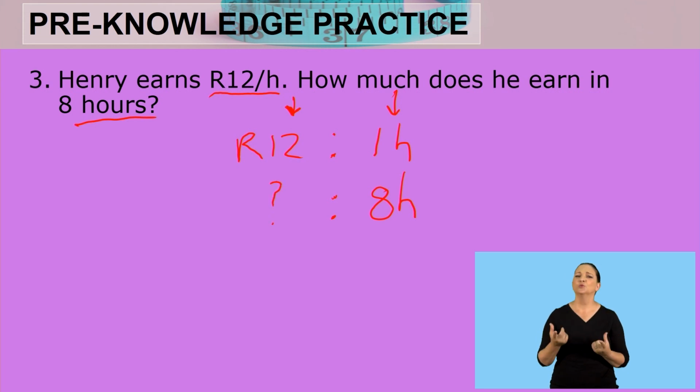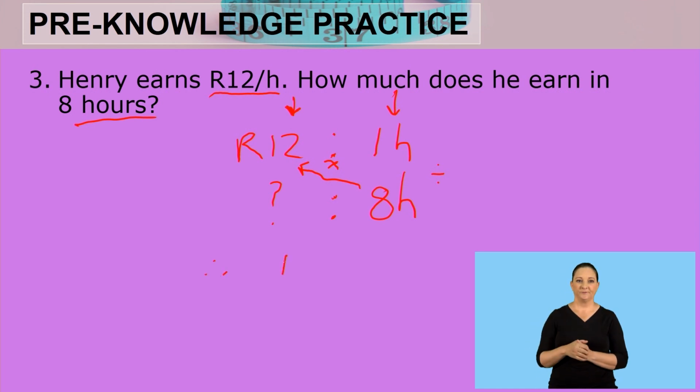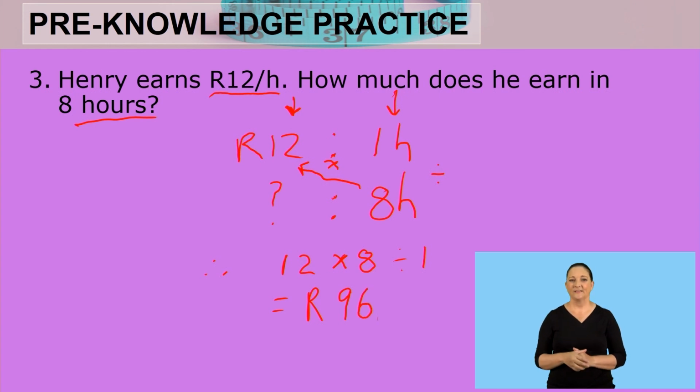So what do we do? If the numbers are across from each other, like those, we multiply. And numbers above each other, we divide. Here comes the answer. 12 multiplied by 8 divided by 1. And that answer is 96 Rand. So that's how much he'd earn.